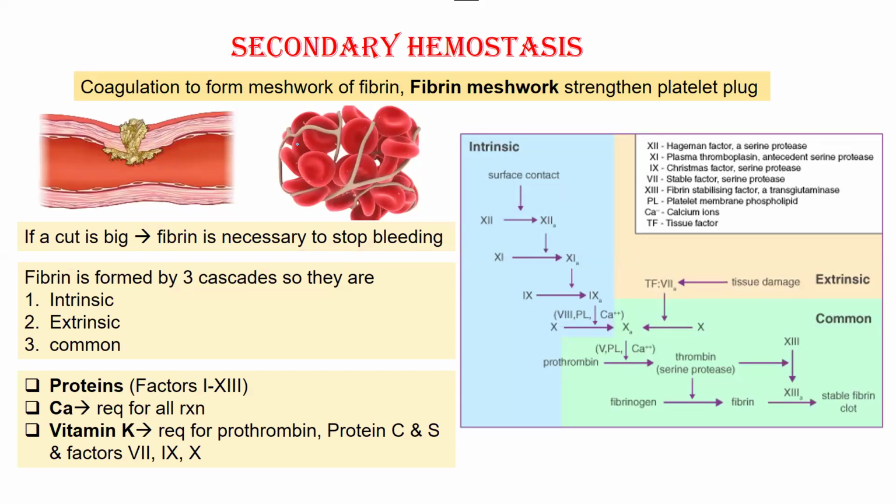the primary platelet plug will move further to secondary hemostasis. What is secondary hemostasis? Basically, in secondary hemostasis, you have coagulation to form a meshwork of fibrin, and the fibrin meshwork will strengthen the platelet plug. So after the primary platelet plug is formed, the coagulation processes will start, and the goal of these processes is to form the fibrin.